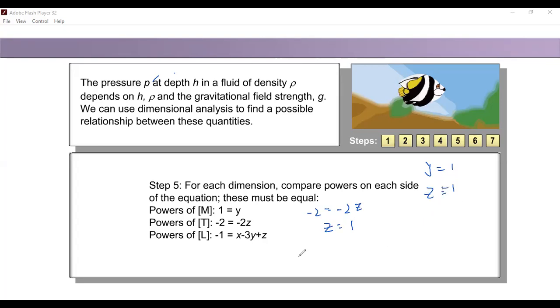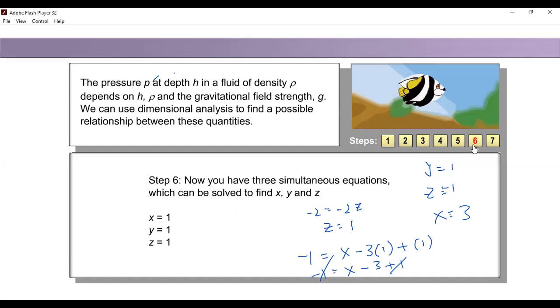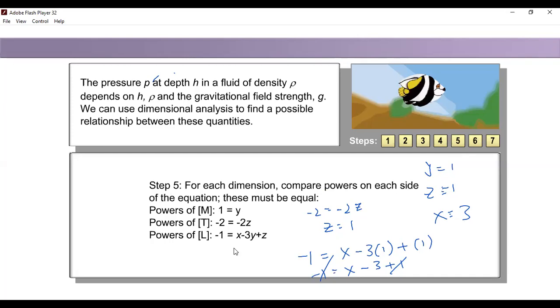How about this? Negative 1 is equal to x minus 3, y is 1, plus z is 1. So that means x minus 3 plus 1 equals negative 1. Once we solve it, we get that x is equal to how much? x is equal to 3. Okay, x is equal to 3. So we notice that y is 1. Let me see, negative 1. Okay, z is 1. Again, we check.